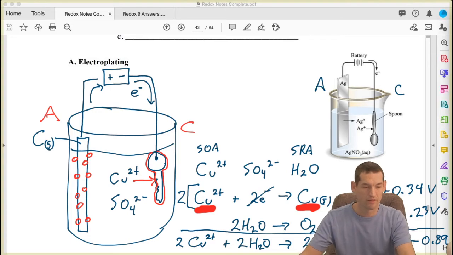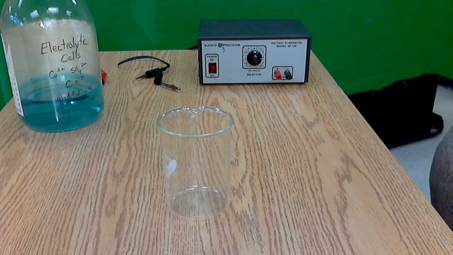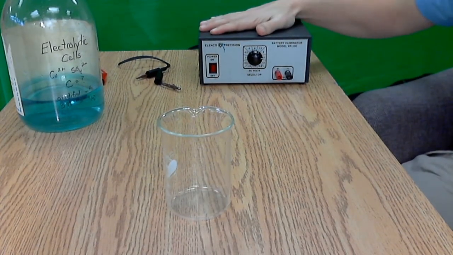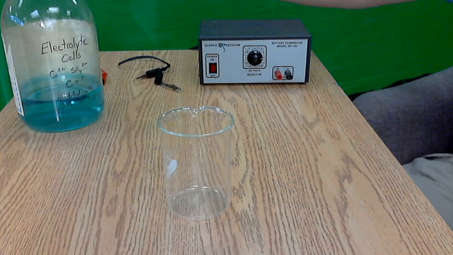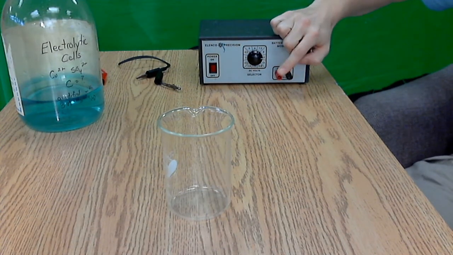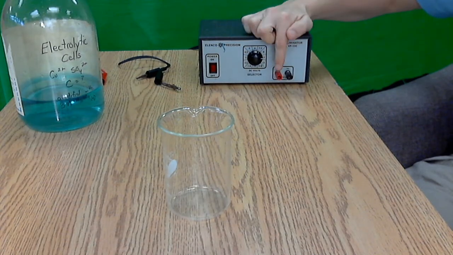It'll let me. Okay, let's see if this works. So this is our power source. So I've got this plugged into the wall. So that's going to provide our power. We've got our negative terminal here in the black, and we've got our positive terminal here on the red.